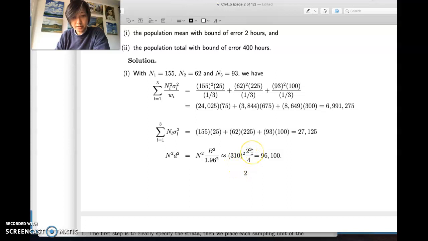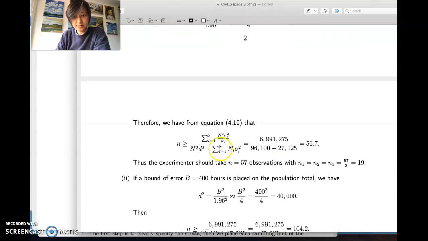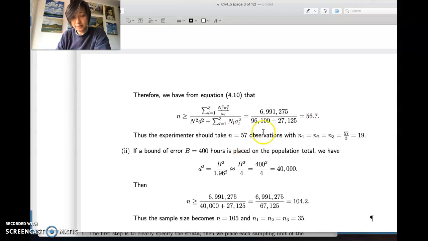So bound of error, is it referring to the population mean? So 2 squared divided by 4. So 96100. Substitute into formula 4.10. We find the sample size must be greater than or equal to 56.7. Again, we need to round up the sample size to 57. And then we know that for each of the strata, we equally divide the 57. So each stratum's sample size is about 19.